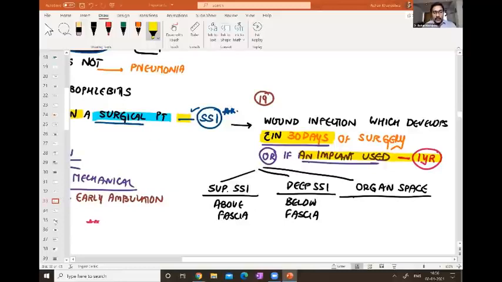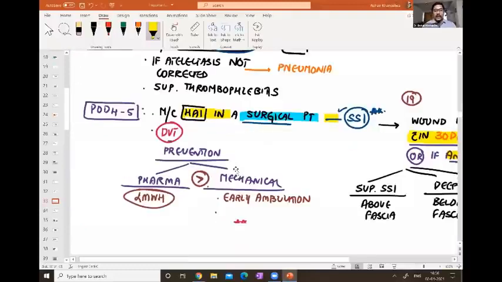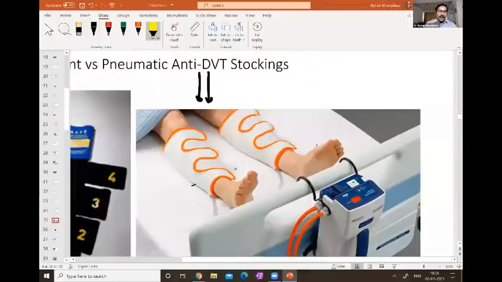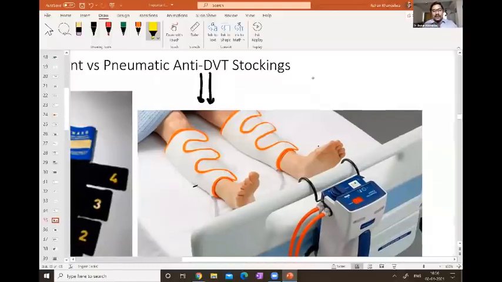DVT is deep venous thrombosis, and to prevent DVT, we can use pneumatic anti-DVT stockings. The image of pneumatic anti-DVT stockings has also been asked multiple times. These stockings are connected to a pump, and this pump pushes in air. The stocking inflates and it prevents stasis of blood.